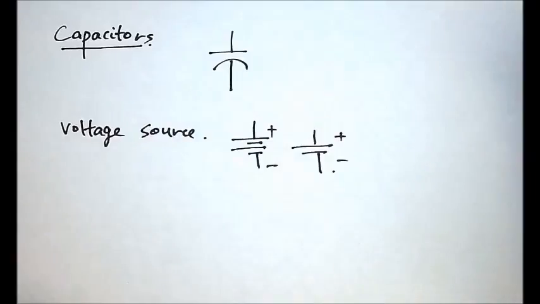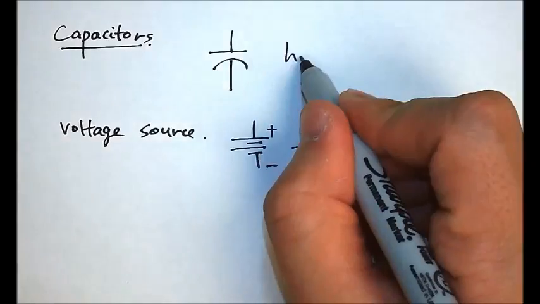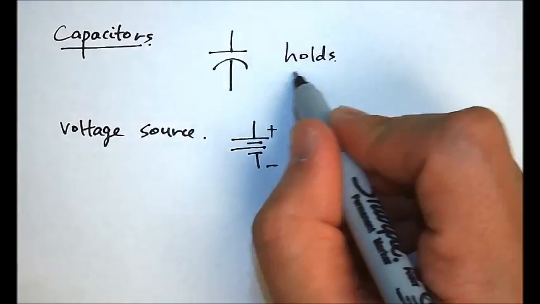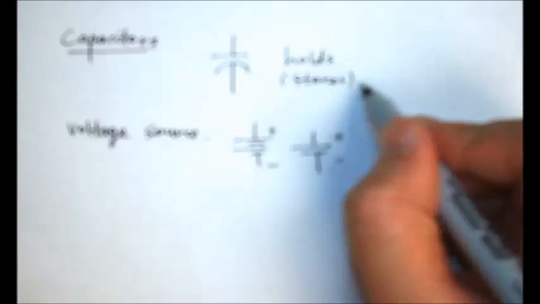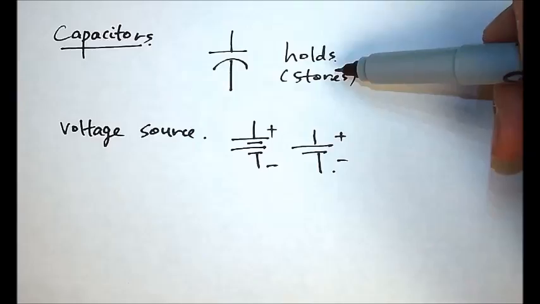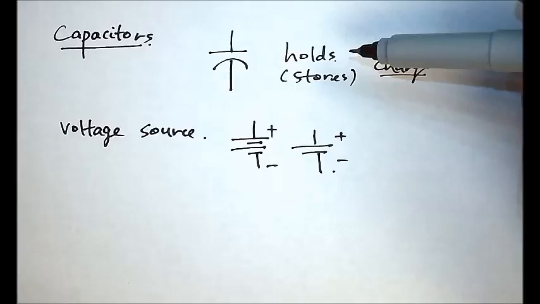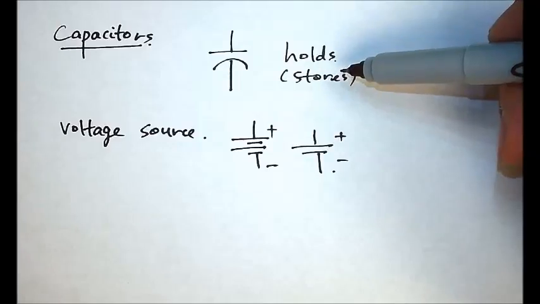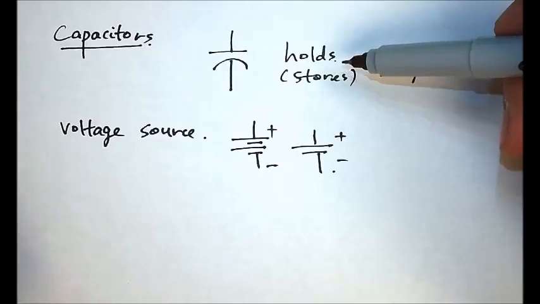What capacitors do is they hold charge, or store charge, and the charge is then released. For example, the flash in a camera will hold a charge, and when you press the button, it releases the charge all at once, and you have a huge surge of current going through the LED, and the LED will flash. So that's one example of using capacitors.